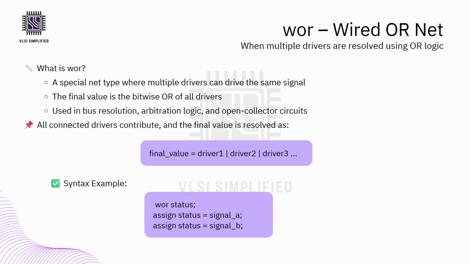It's often used in arbitration logic where multiple modules try to assert a shared signal, in open drain or open collector logic modeling, and in bus resolution when many sources drive a status or a flag line. One thing to note is that wired OR is rarely used in synthesis. It's primarily for simulation and behavioral modeling, so you won't find it in most RTL coding practices.